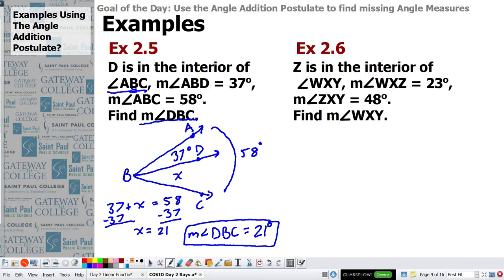Z is in the interior of angle WXY. The measure of angle WXZ is 23 degrees. The measure of angle ZXY is 48 degrees. Find the measure of angle WXY. Okay, so again, let's start by drawing a picture. First, I'm going to draw that angle.